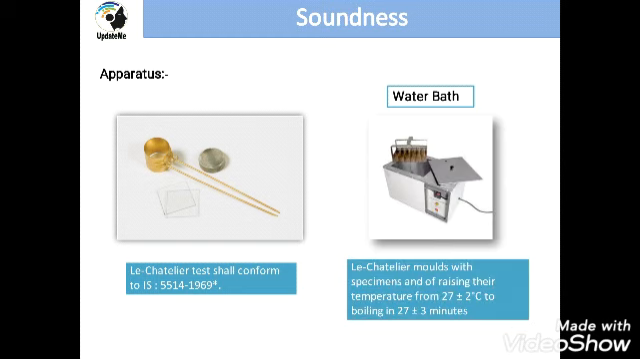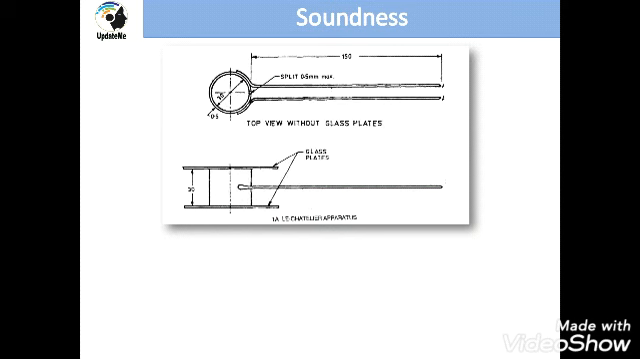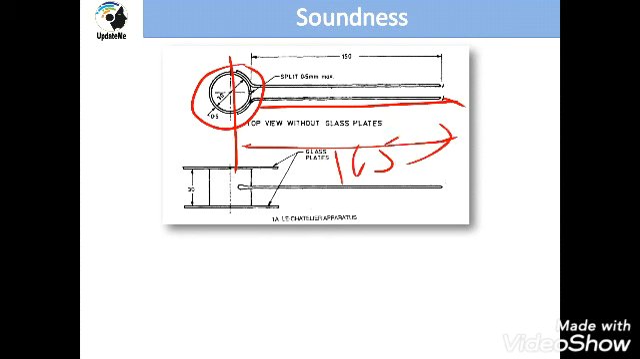Water bath. The water bath is used for maintaining the temperature of water. This is the Le Chatelier apparatus. The diameter of the mold is 30 mm, and the length of the wire is 150 mm from the starting point to the end, and from the center to the end it's 165 mm, and the depth is 30 mm.